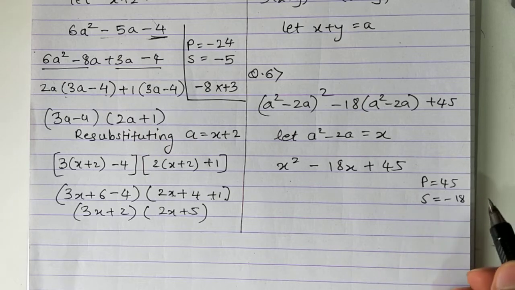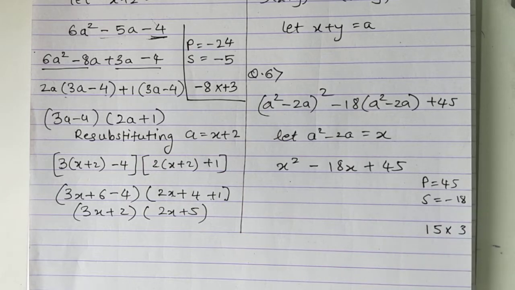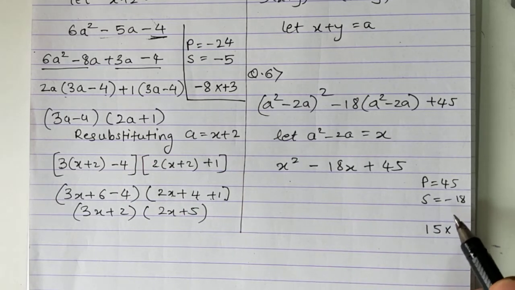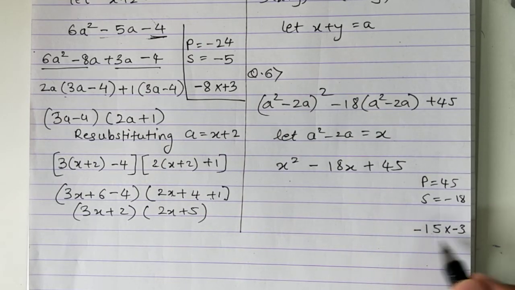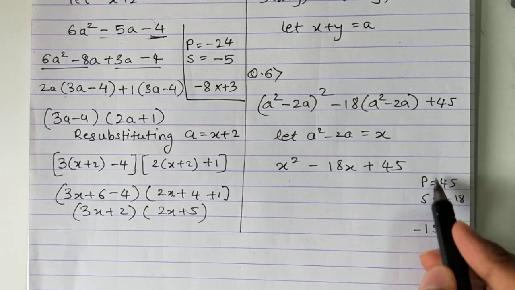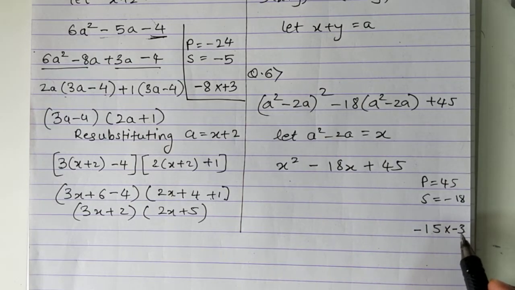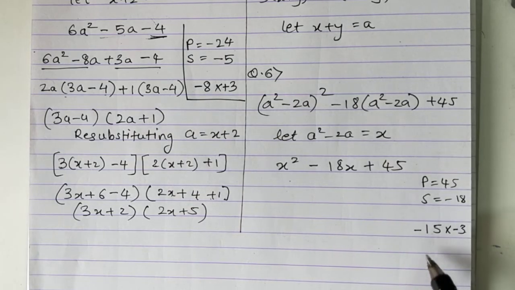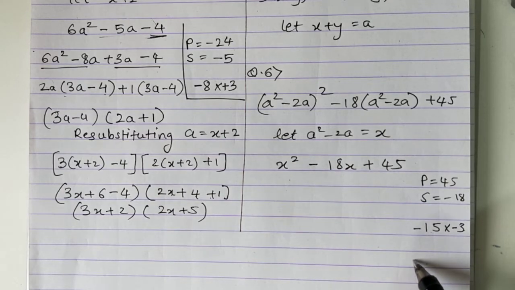That means I want the product as 45 and sum as minus 18. The simplest splitting of 45 I can get is 15 into 3. 15 3s are 45. Correct. And I want minus 18. So 15 plus 3 is 18, correct, but I want minus 18. So I'll make both of them minus. What is the advantage of making both of them minus? When I multiply minus 15 into minus 3, I will have plus 45. But when I add them, minus 15 minus 3, I will get minus 18. When we add two negative numbers, we get the sign of minus.